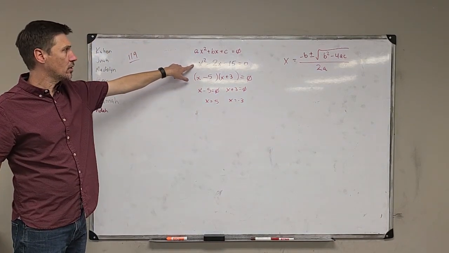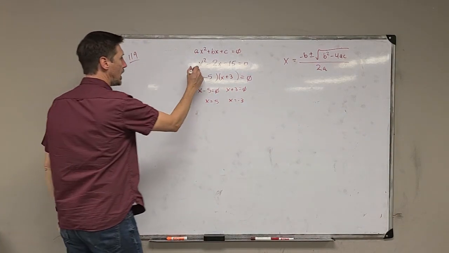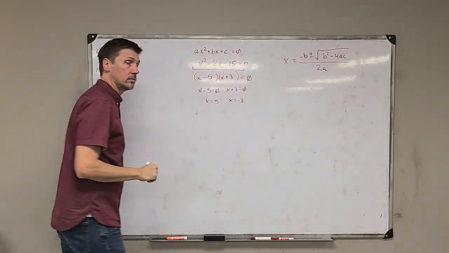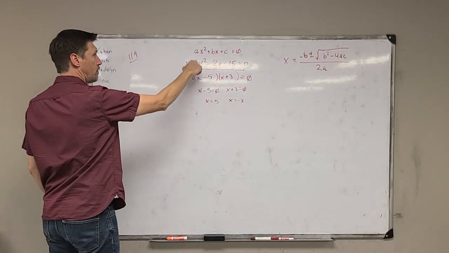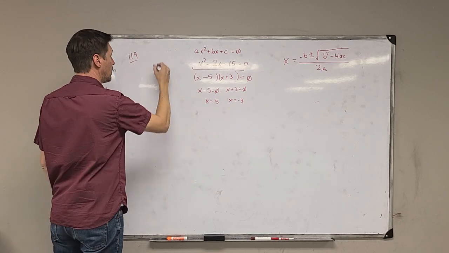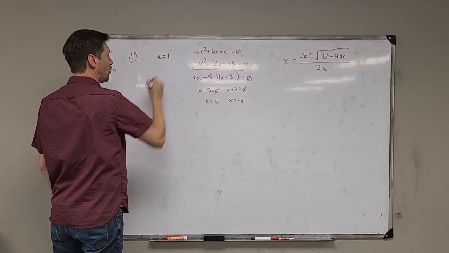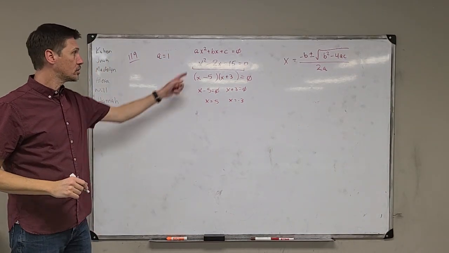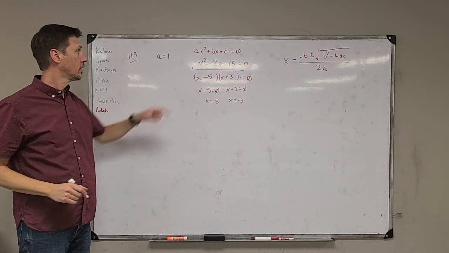For this particular equation, what is a? A is just the coefficient on x squared. What is the coefficient on x squared? A equals 1. Does everybody see that? There's an understood 1 in front of this x squared, right?